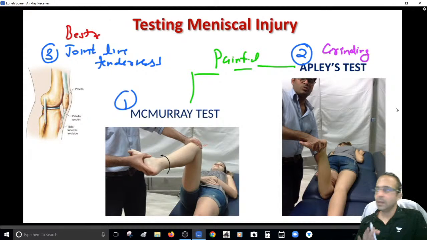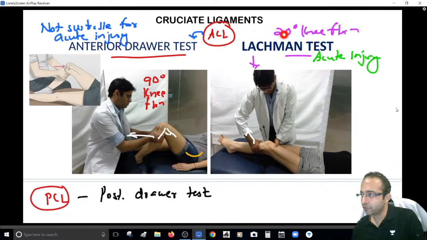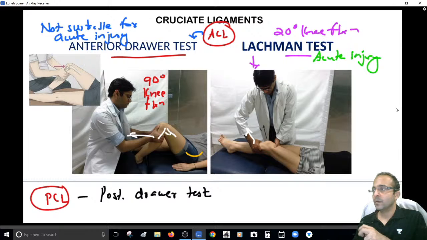Clear? Now, the Lachman test is not 30 degrees, it's 20 degrees. Please be very clear. Okay, fine enough.